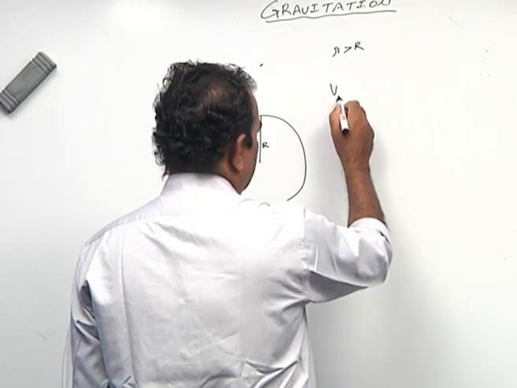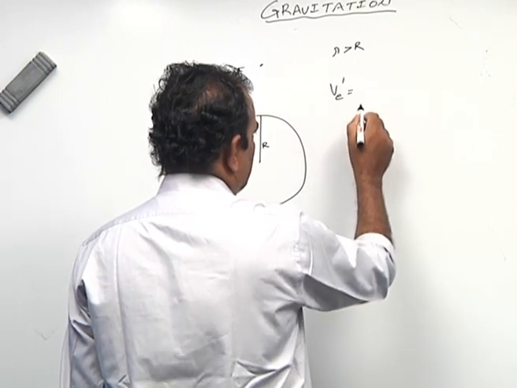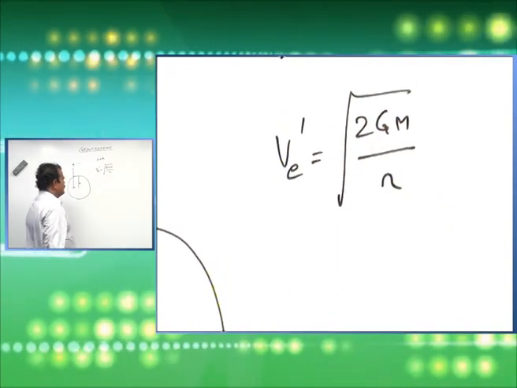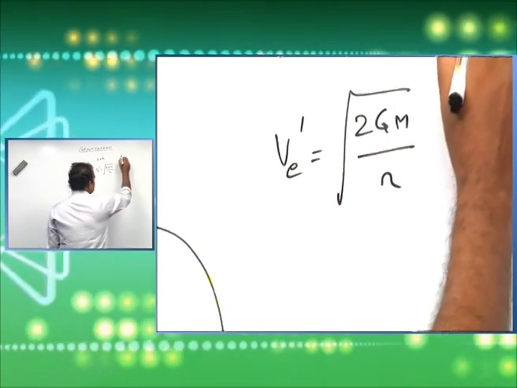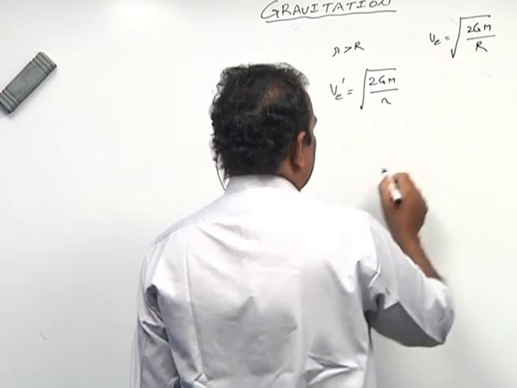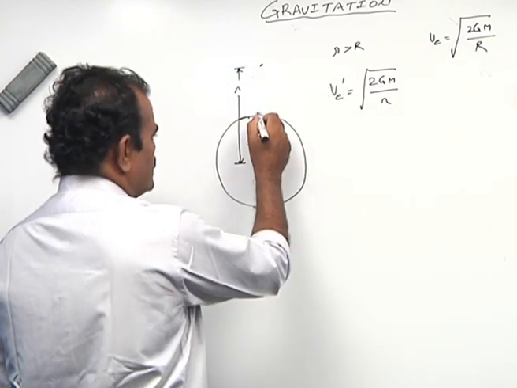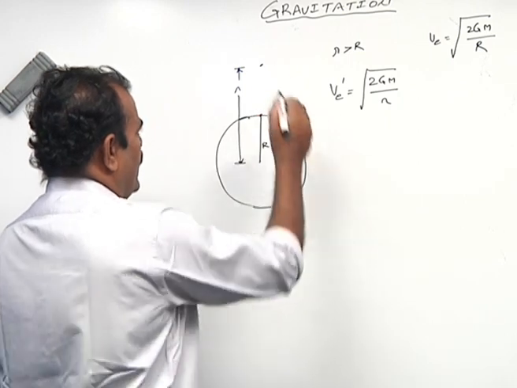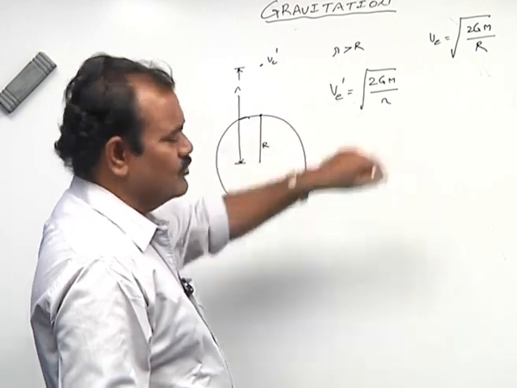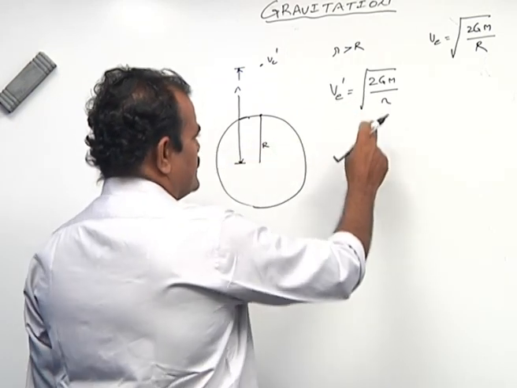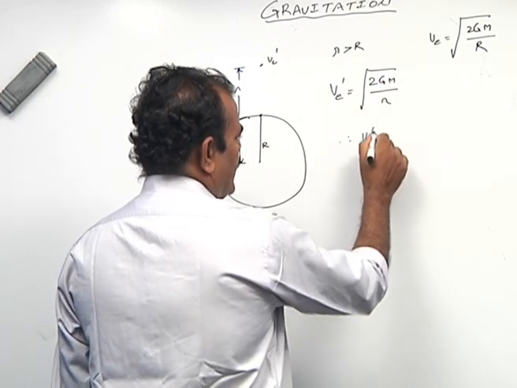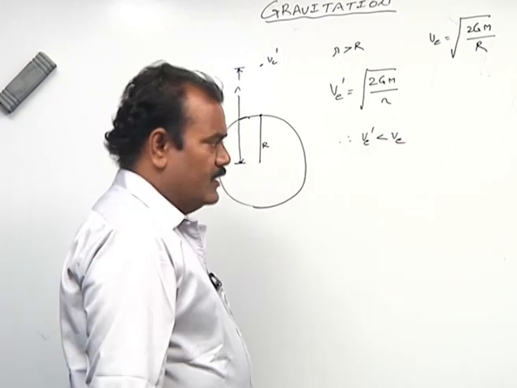In that case, you have to take the formula VE dash is equal to square root of 2GM by small r, because VE is equal to square root of 2GM by R. Here, if it is projected from the surface, it will be VE, and if it is projected from the height, it will be VE dash. As this distance value is greater, the escape velocity will be less. So VE dash is less than VE.